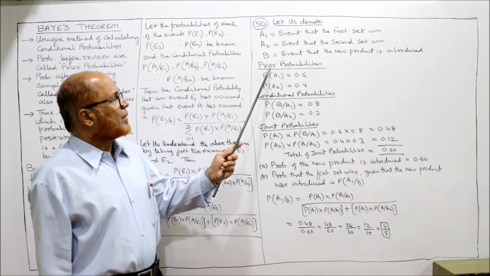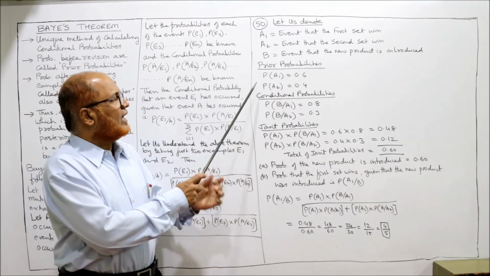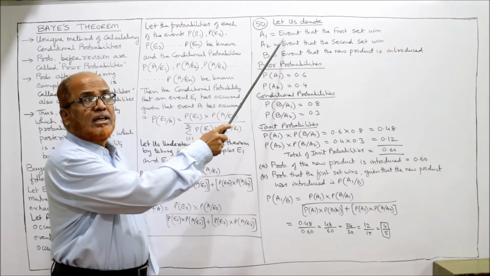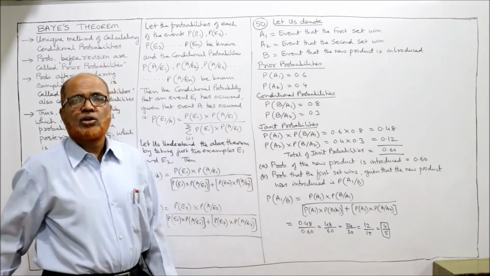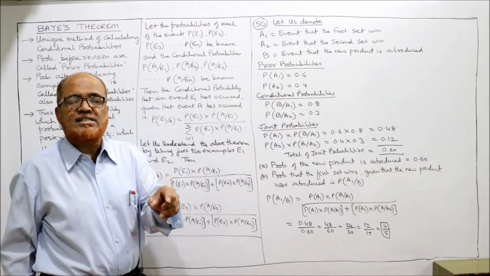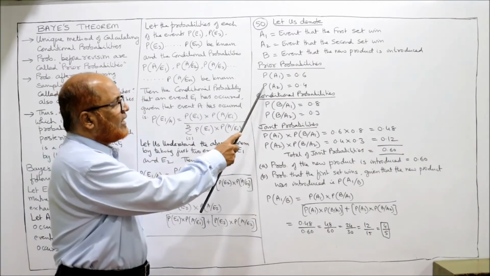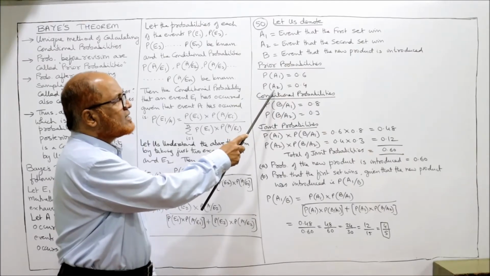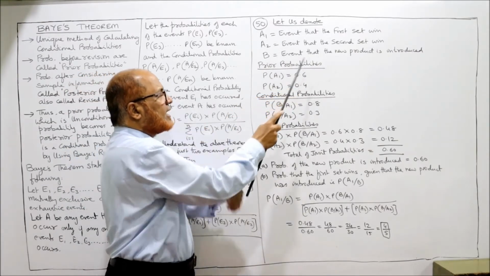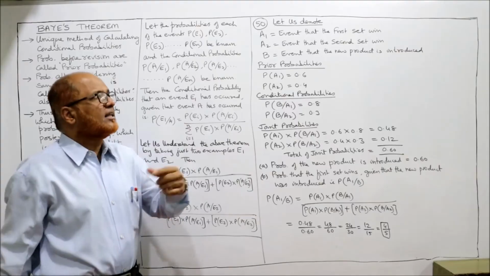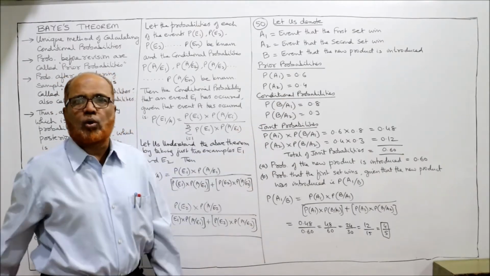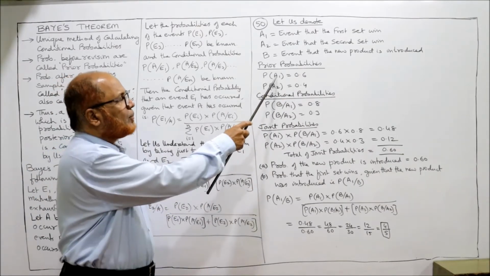Now, prior probabilities. P of A1. What is A1? The event that the first set wins. So what is the probability that the first set wins? It is given in the problem: 0.6. And P of A2, the probability of the second set. A2 stands for the event that the second set wins. The probability that the second set wins is 0.4. So these two are prior probabilities.